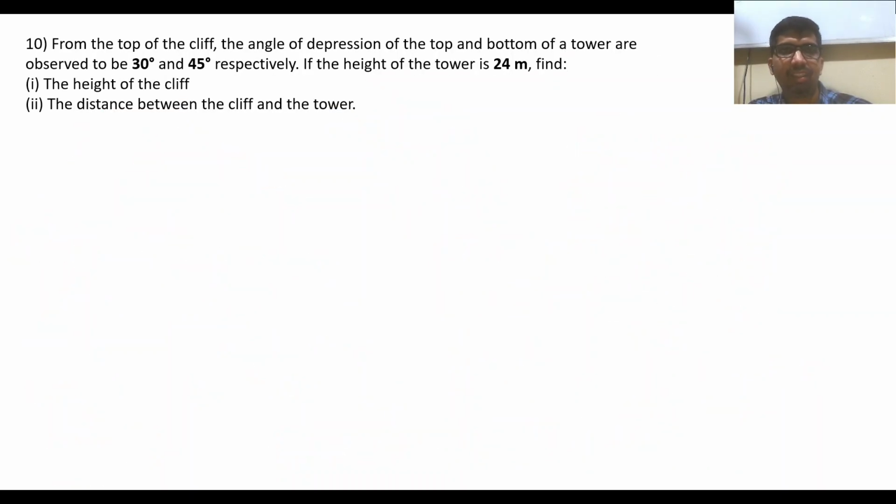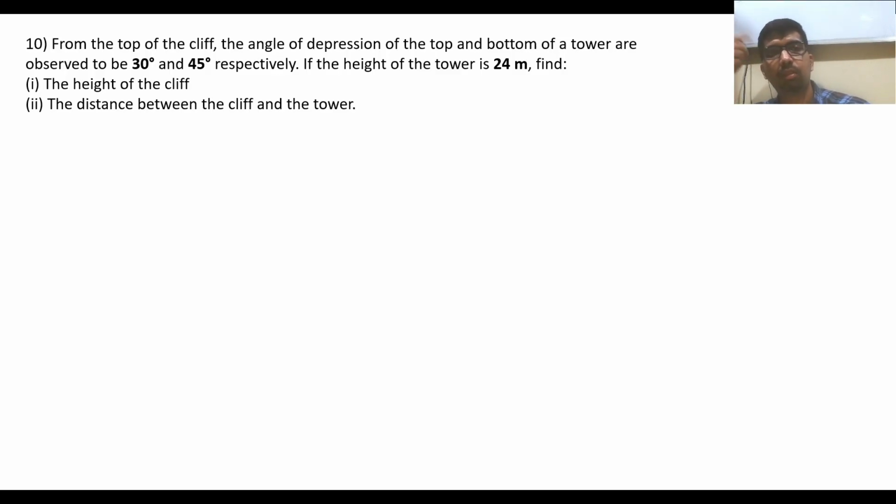ठीक है. Now again सेम टाइप का है. ठीक है. अभी इसमें अलग बोला है. ये ना, यहाँ पे क्लिफ है, यहाँ पे टावर है. टू थिंग्स. फ्रॉम द टॉप ऑफ ए क्लिफ. The cliff is a mountain. Mountains are always bigger than the buildings. Okay. From the top of a cliff, the angle of depression of top and the bottom of a tower are 30 and 45 degrees respectively.